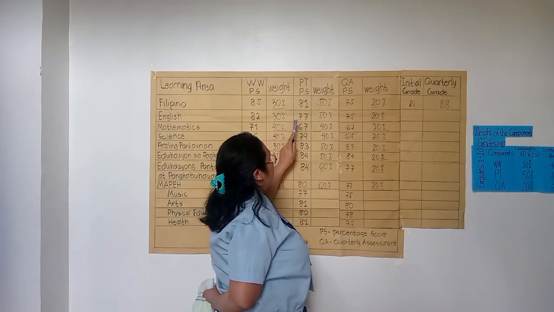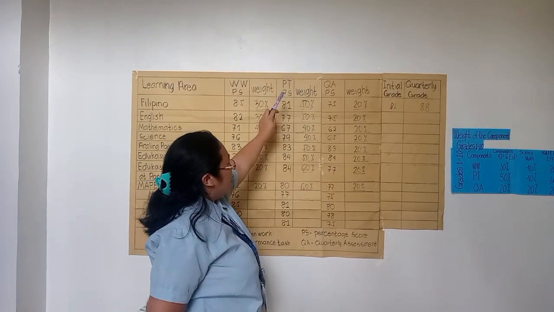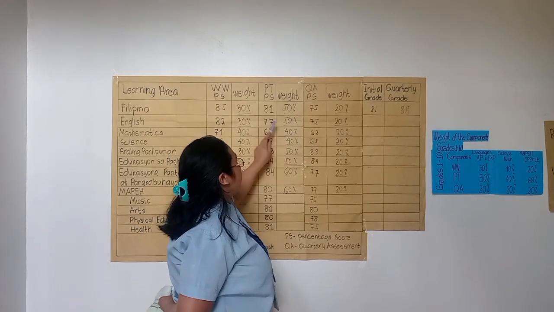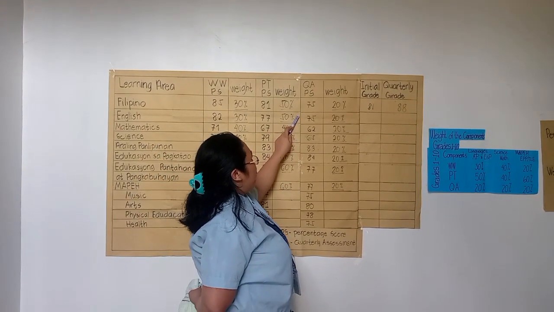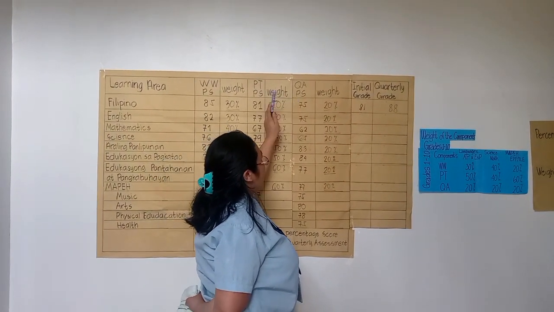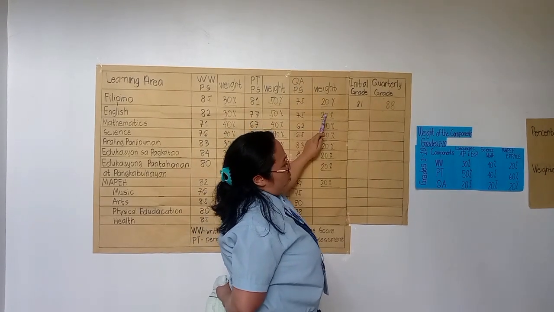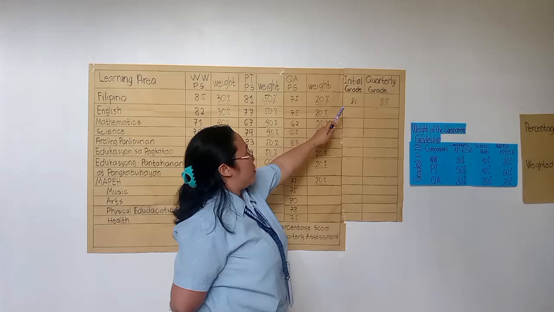For performance task, the percentage score is 77. Then the weight is 50%. So 77 times 50% equals 38.5. And for quarterly assessment, the percentage score is 75. Then the weight of component is 20%. So 75 times 20% equals 15.